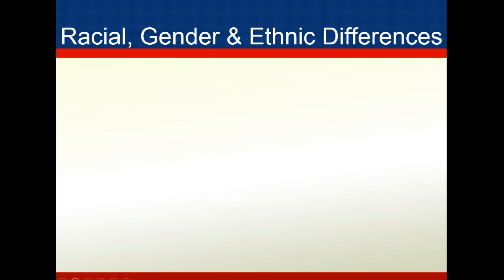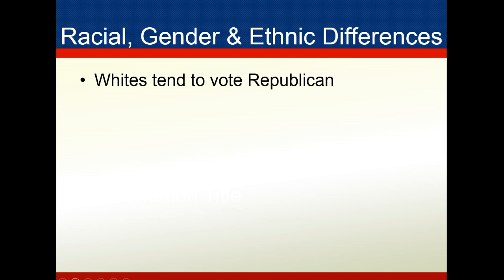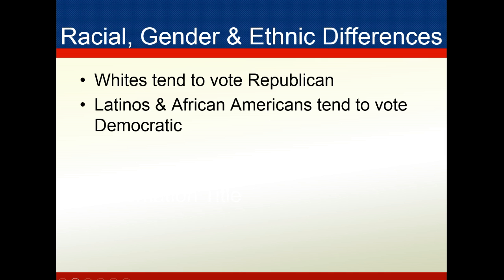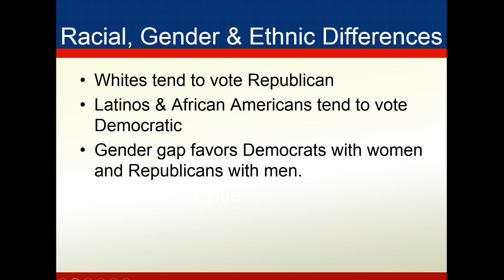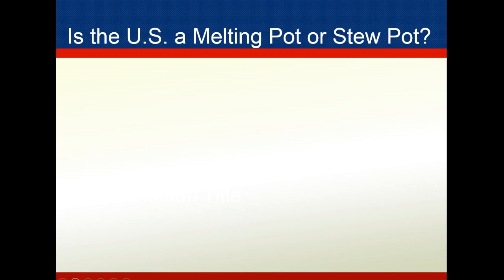Another source of conflict is race, gender, and ethnic diversities. For instance, whites tend to vote Republican, Latinos and African Americans tend to vote Democrat. There's a gender gap, and the gender gap tends to favor Democrats with women and Republicans with men. Then we have to ask ourselves, are we a melting pot in the United States, or are we a stew pot?